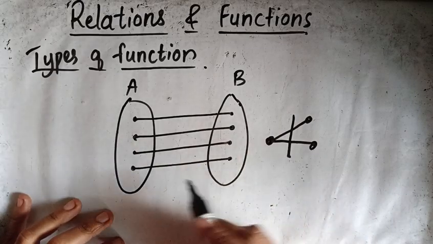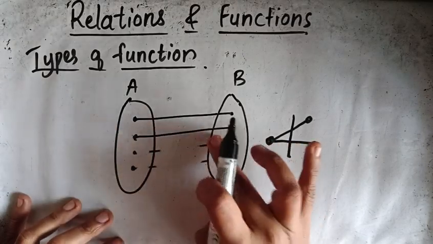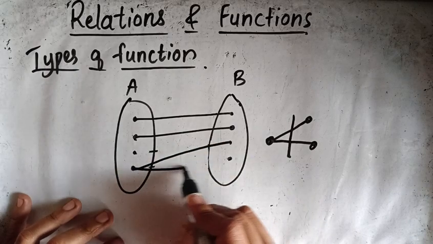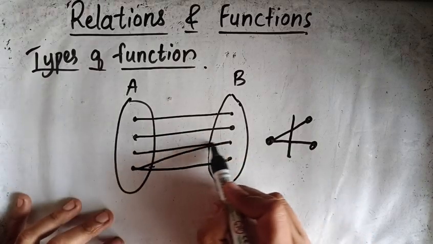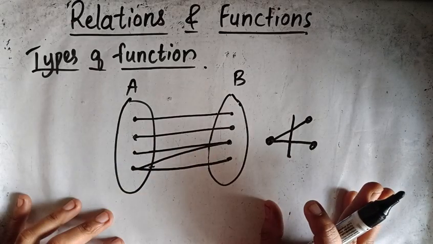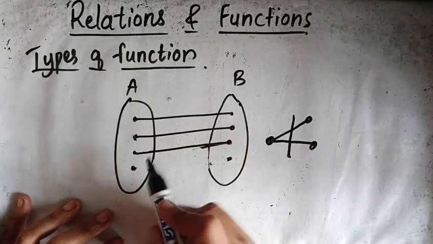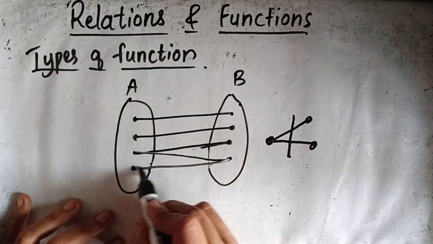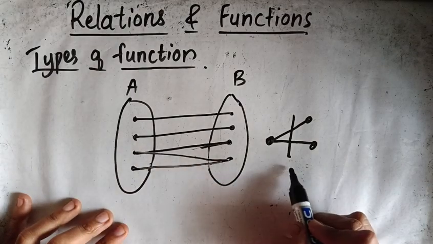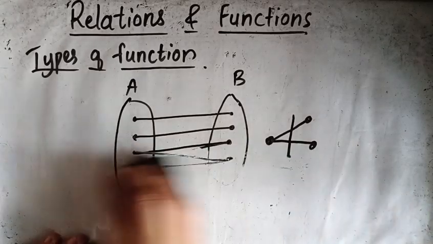Okay, so if your relation is like this, that is, a single element is mapped to two images, okay, then this is not a function. Okay, you can have like this. This is possible. Okay, this is a function. So this is not a function. So we should know what is a function.